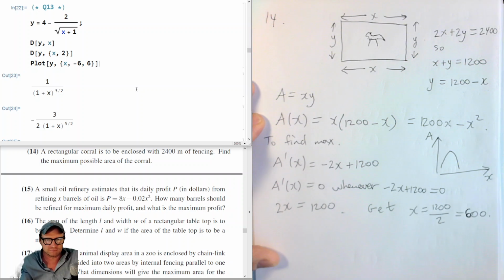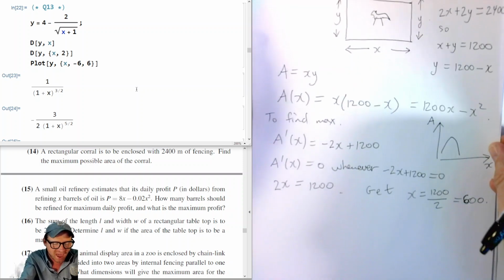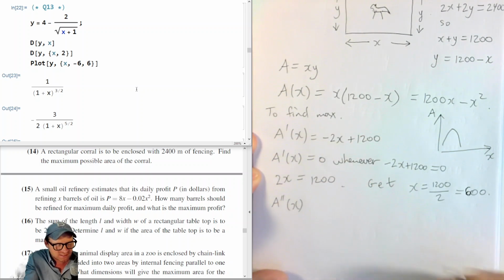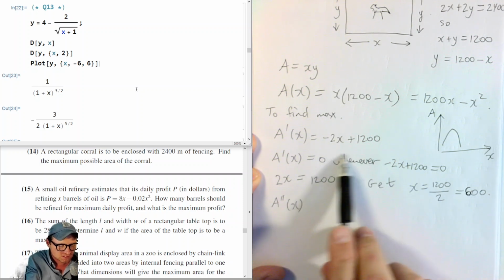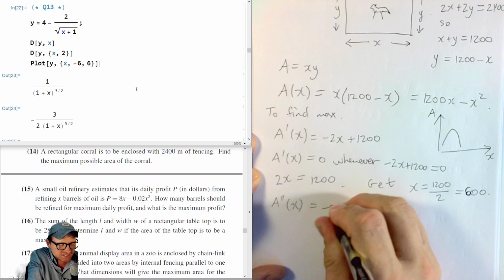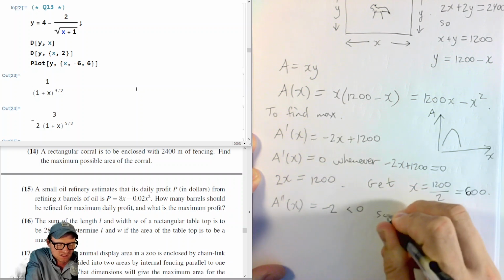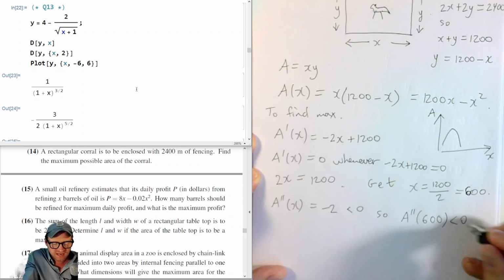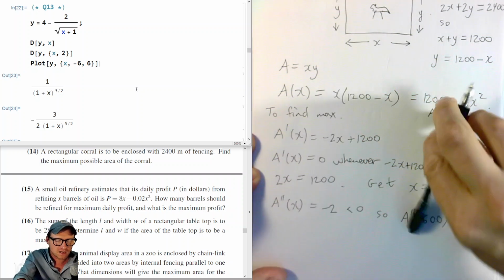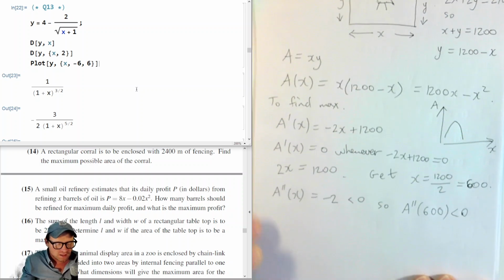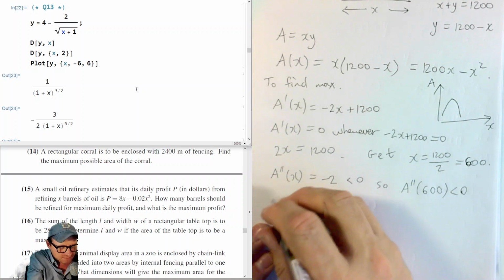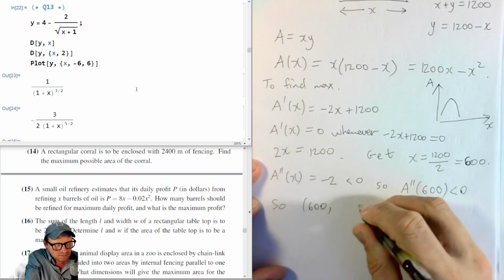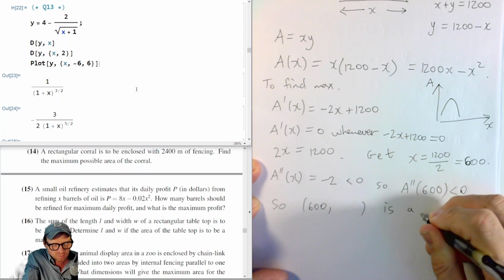Okay, so this is a turning point. Now, just to verify that this is a local max, let's take the second derivative, so we'll do the second derivative test. So the second derivative here, just differentiating this again, we get minus 2, and that is negative. So A''(600) is negative, right? And so we learn that we have a local max. So the point 600, something, is a local max.